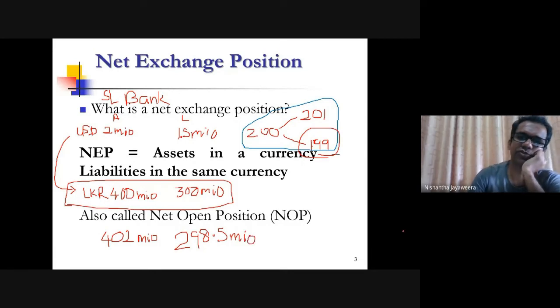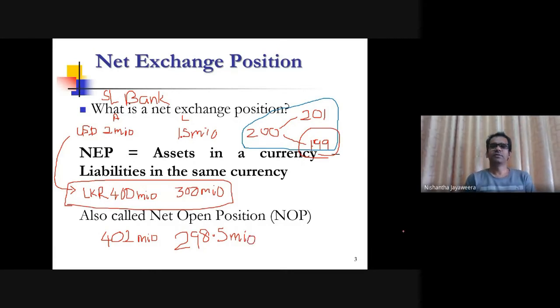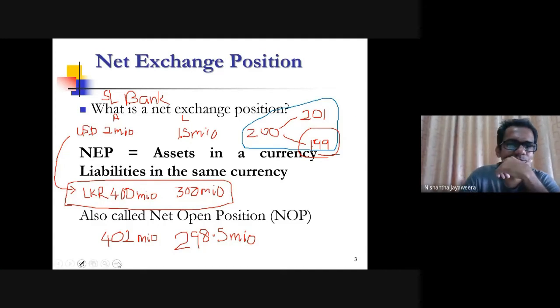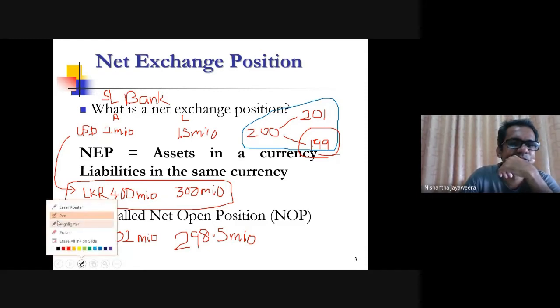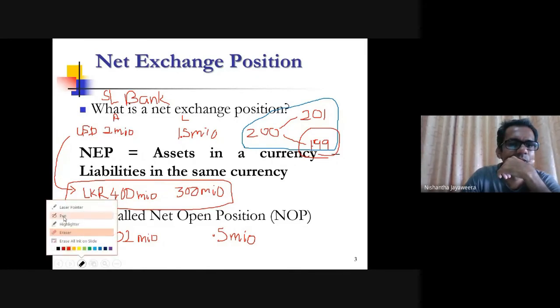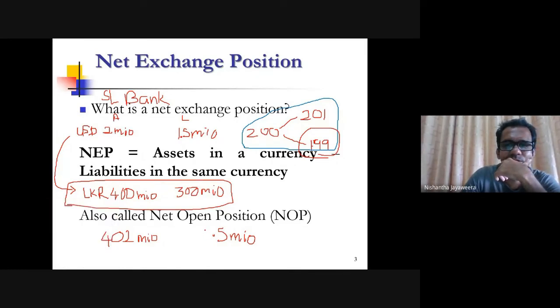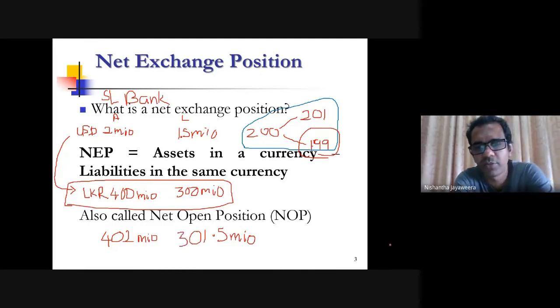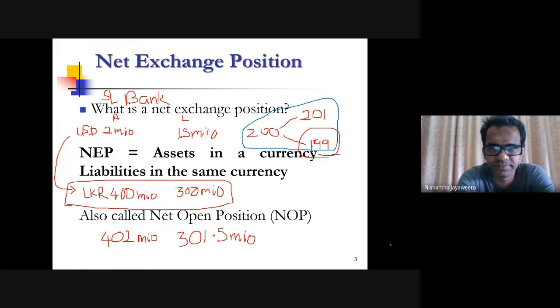It would be 298.5. Sorry, it's going up. It would be 301.5 million. Is it correct?